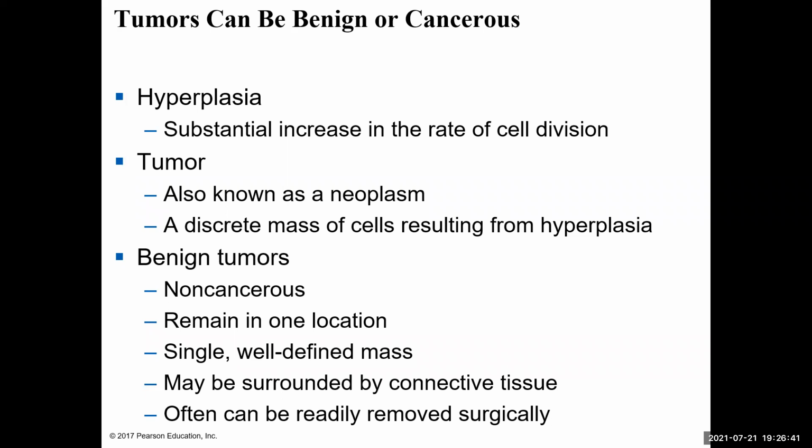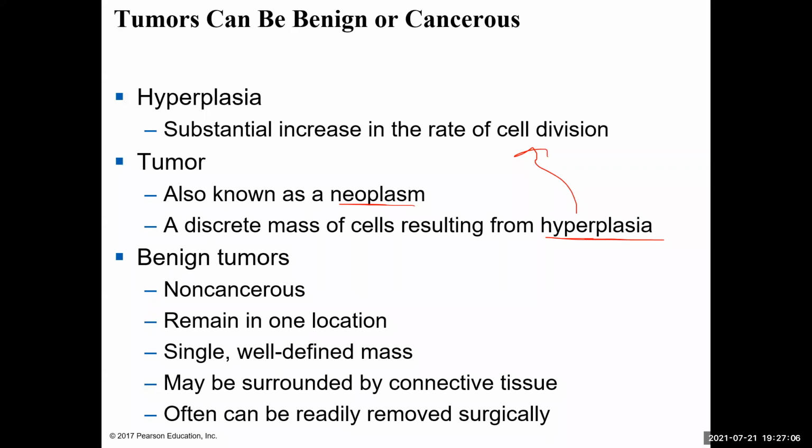And so you'll get a lot of cells with this genetic alteration that will divide relatively quickly, and it will develop into a tumor. So these tumors are also known as neoplasms, and it's a mass of cells that come from a hyperplasia. So it comes from that increased rate of cell division.